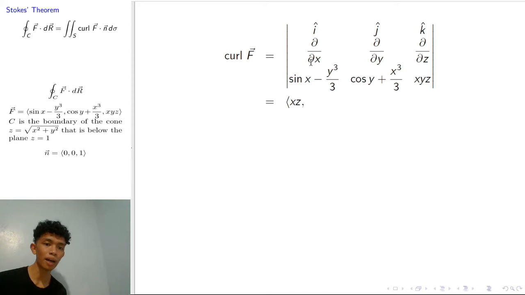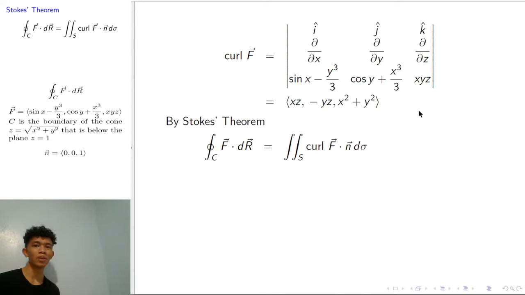For the second component, you have partial of this with respect to z, which is 0, and then minus partial of this with respect to x, which is yc. So you'll get negative yc for your second component. For the third component, you have partial of this with respect to x, so that's 3x squared over 3, which is just x squared, minus partial of this with respect to y, which is, excuse me, negative 3y squared over 3, which is negative y squared. So negative will become positive. You'll have x squared plus y squared.